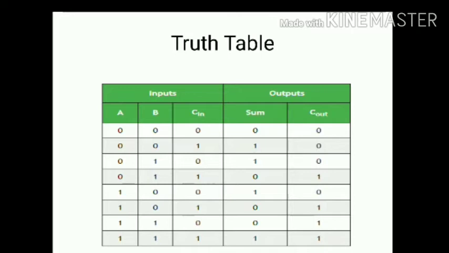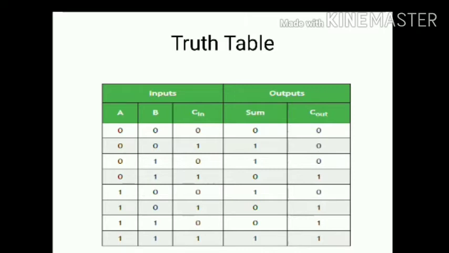Let us see the first row. Here the first row A is 0, B is 0, C in is 0. So 0 plus 0 plus 0 is equal to 0. So sum is 0 and the C out is 0. See the second row. A is 0, B is 0, C in is 1. So 0 plus 0 plus 1 is equal to 1. So sum is 1. There is no carry. So C out, carry out, is 0.